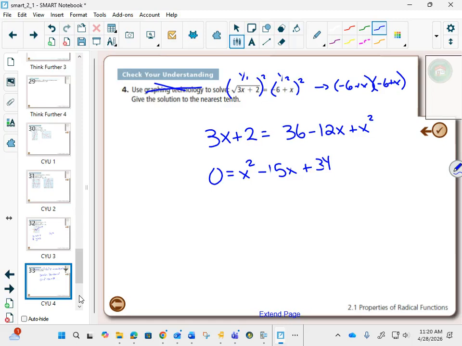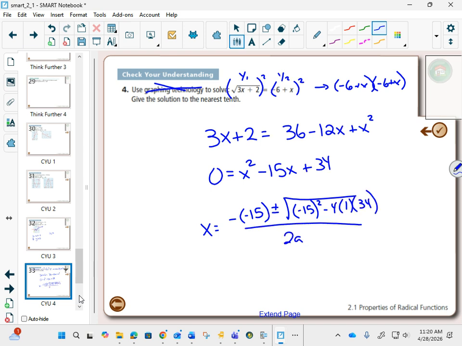This is one that, to solve it, you would have to use your quadratic formula: negative b plus or minus the square root of b squared minus 4 times a times c, over 2a. And a, of course, is 1. From the quadratic formula, you will actually get two answers because of the plus or minus. And one of the answers will not work.